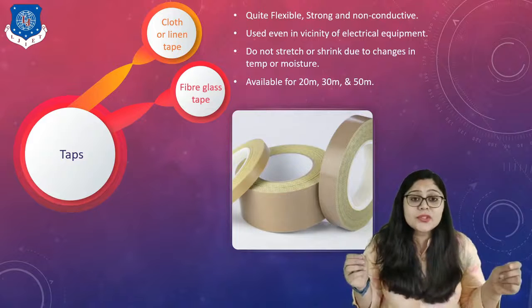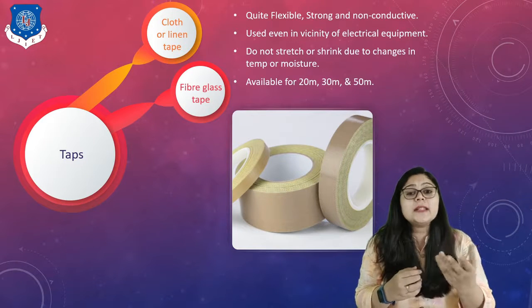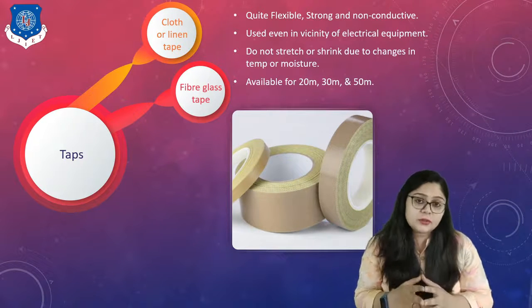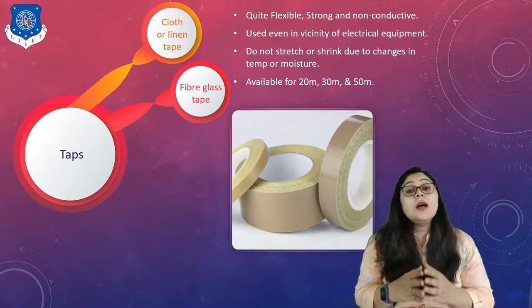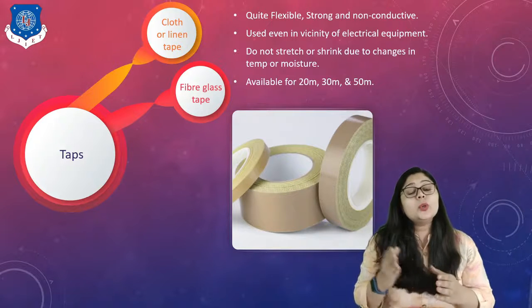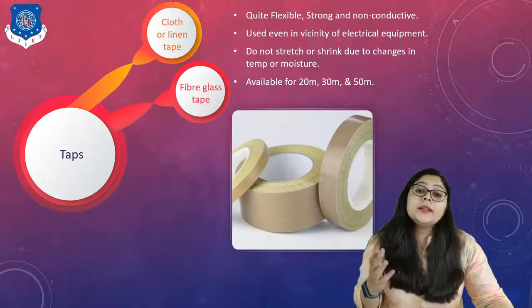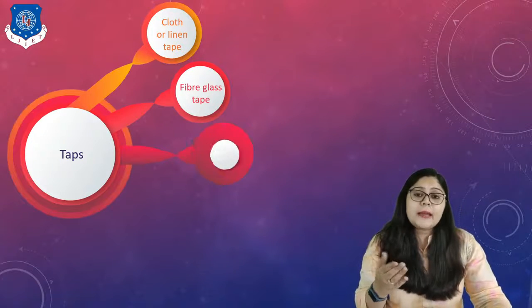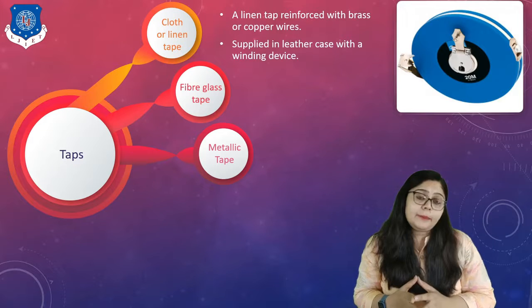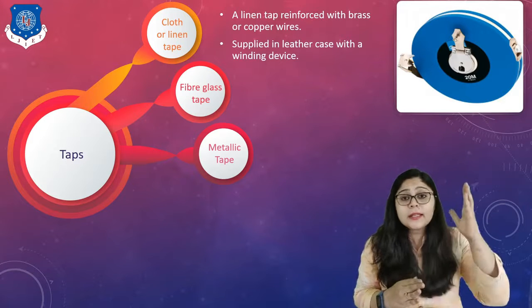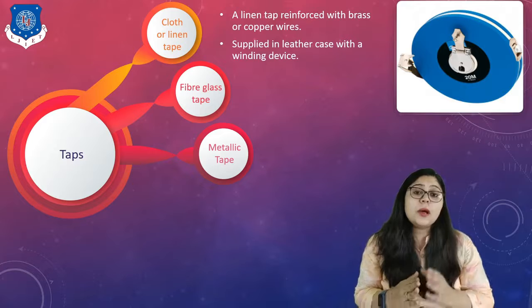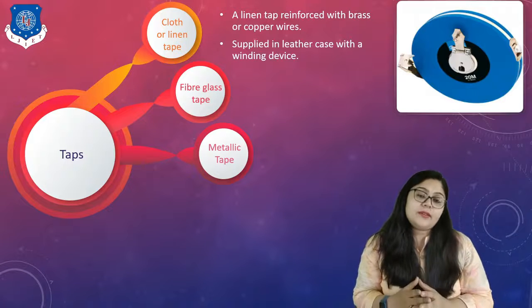They do not stretch or shrink due to changes in the temperature or moisture. That is the advantage. It is again available for 20 meter, 30 meter and 50 meters. Right? Next type of tape is the metallic tape. It means it is a linen tape reinforced with brass or copper wires.